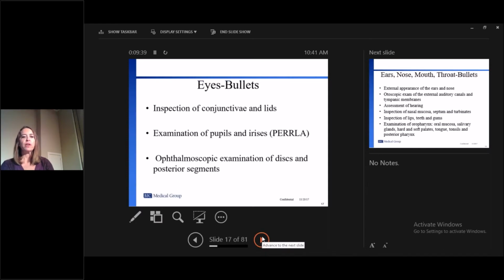I tried to put this up here for you. These are the things that actually count for bullets. When I'm looking at eyes, it doesn't mark if you're having all kinds of different, individual things. These are the things that you can document on eyes that are going to count for your bullets, okay? Because I know my EHR has a bunch of things that I can click mark on, but not all of those are going to count for bullets, okay? So your inspection of your conjunctiva and lids, are they icteric? Those kind of things. Your PERLA. And if you do an ophthalmic exam and you're looking at the discs and the segments in the back of the eye, that's things that you can document on.